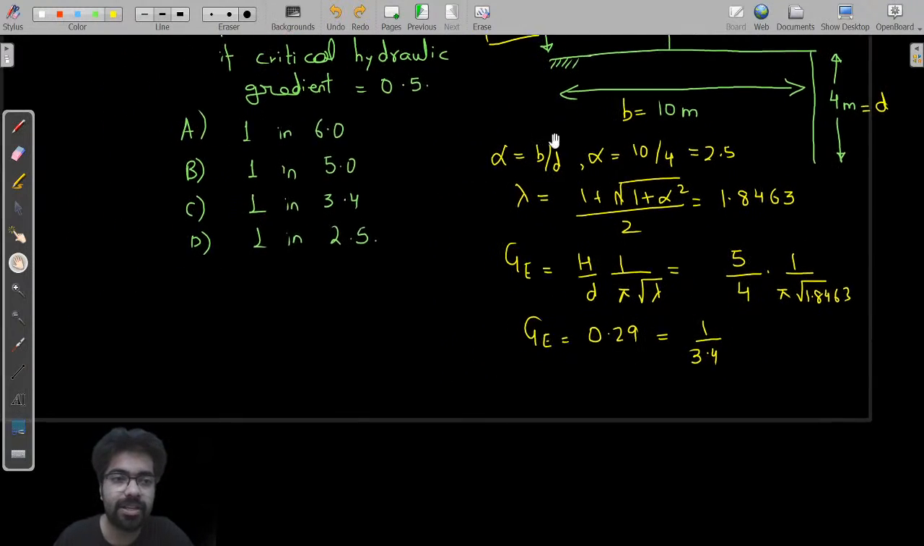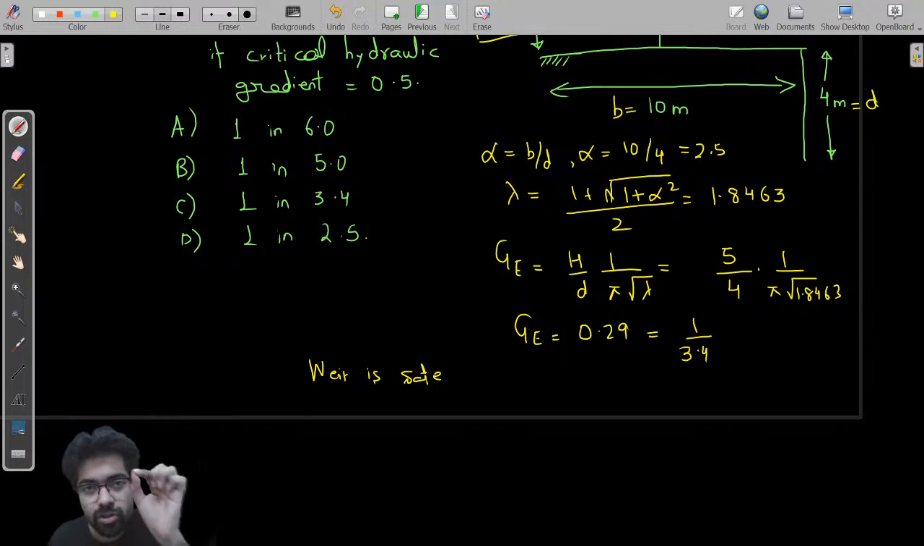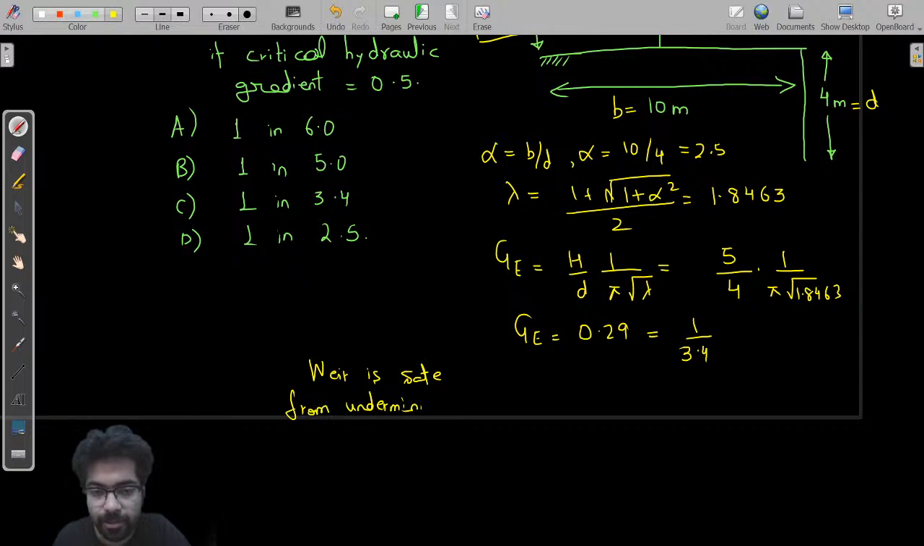Now let us also find safety. We will write: your weir is safe from undermining. Weir is safe from undermining, my dear friends. Why? Because exit gradient is less than critical value. Sir, exit gradient is 0.29 only and critical gradient is 0.5.